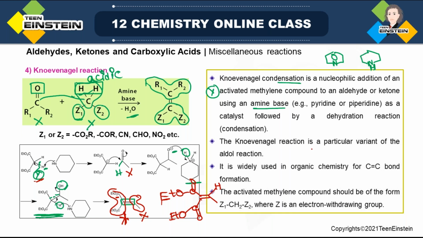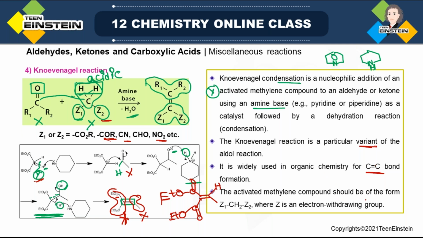So the Knoevenagel reaction is also as if a variant of the aldol reaction, because in aldol also we first generate a carbanion, though here the carbanion that you are generating may be of different types of structure. It is not restricted to only aldehyde or ketone. It may be ester, and if it is COR, it is obviously ketone. It may be CN also, it may be NO2 also. So it is not restricted to only aldehyde or ketone. That is why it is more versatile compared to aldol. But it is a variant of aldol because the mechanism has similarity. It is widely used in organic chemistry for formation of CC double bonds.